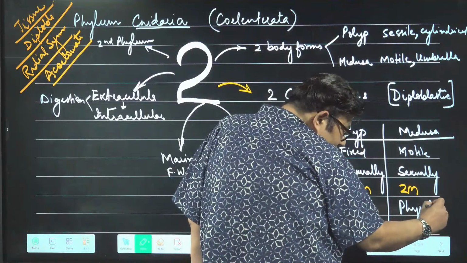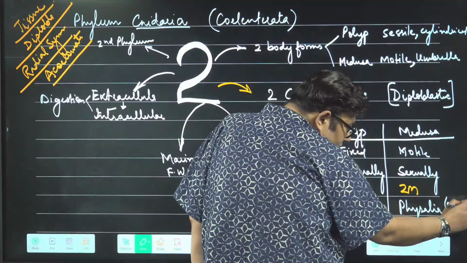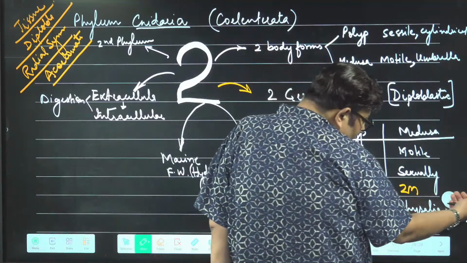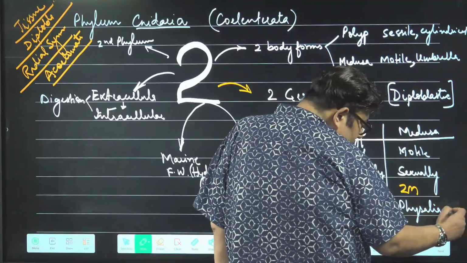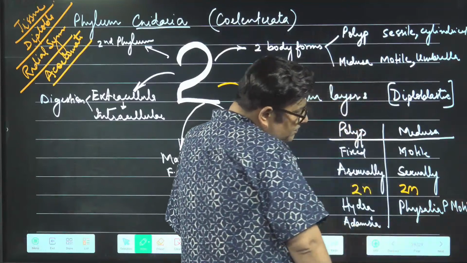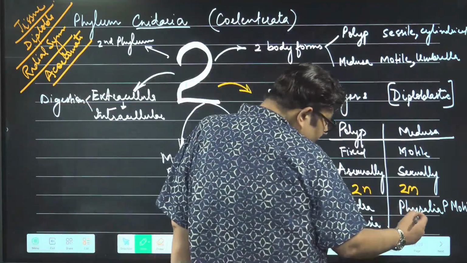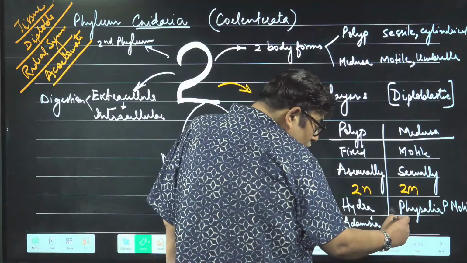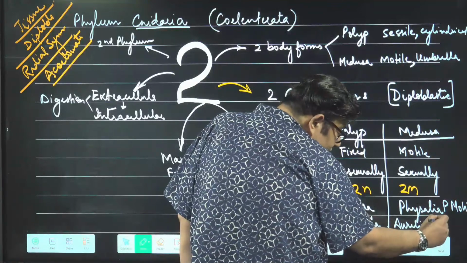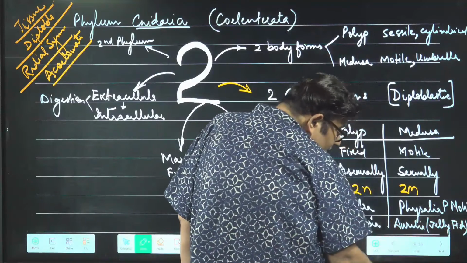Physalia. Physalia is also called Portuguese man of war, MOW. Who is a man of war? Portuguese, M small o capital W. Who is the Portuguese man of war? Physalia, okay? Then Aurelia. Aurelia, jellyfish, also called moon jellyfish.